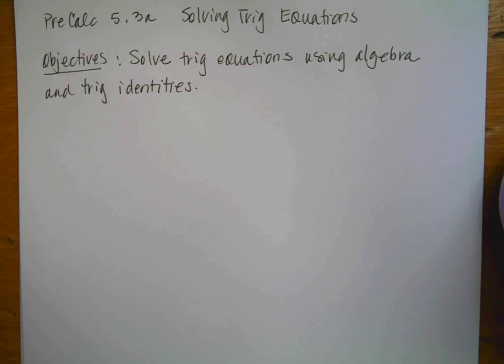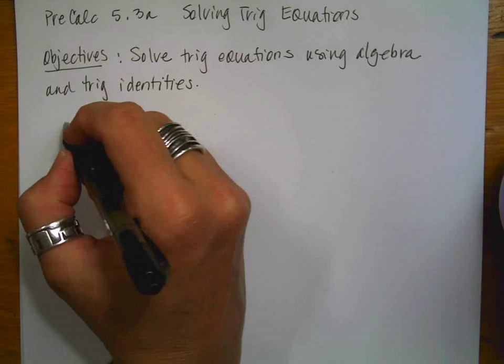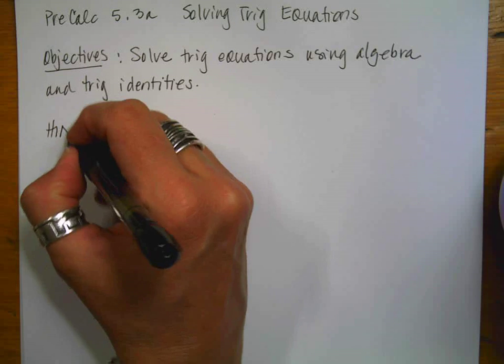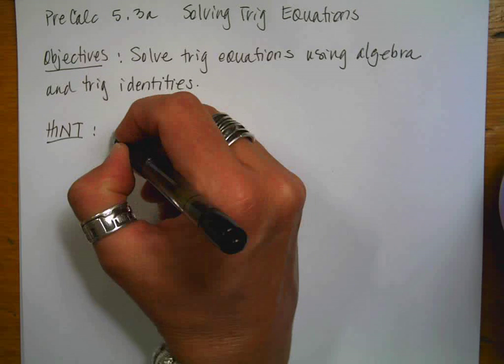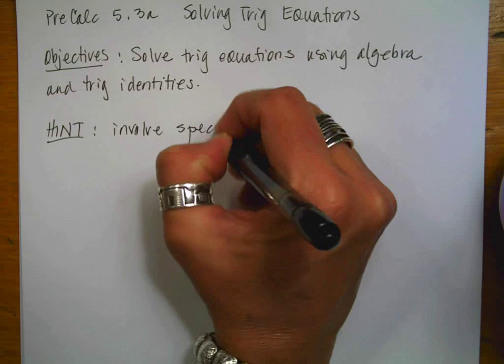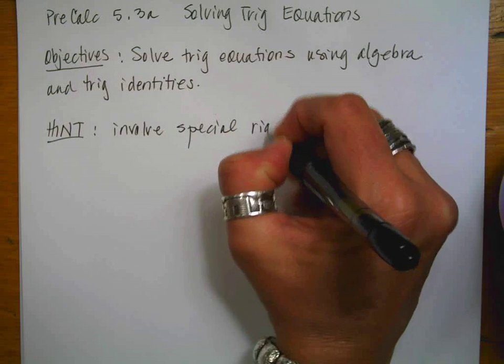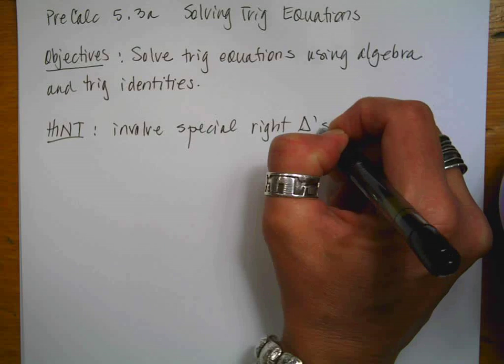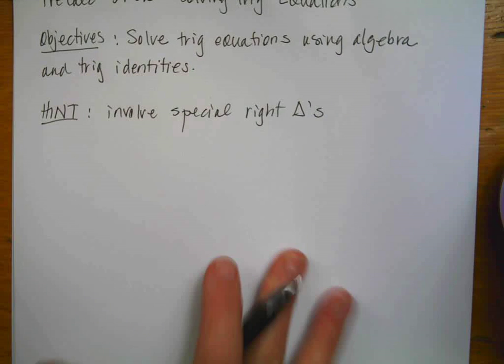So our objectives are that we're going to solve trig equations using algebra, math, and some trig identities. The hint that I will give you is that most of these problems are going to involve our special right triangles. And we've been talking about that now for about a chapter and a half.